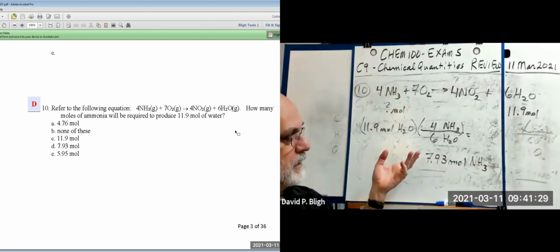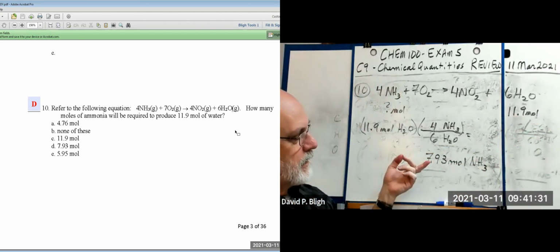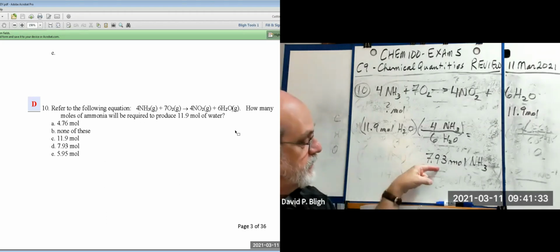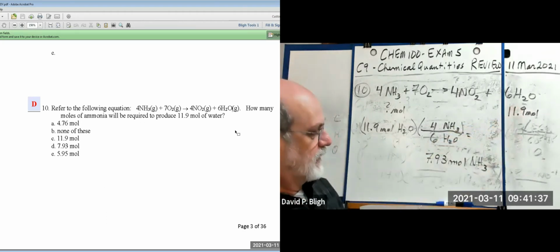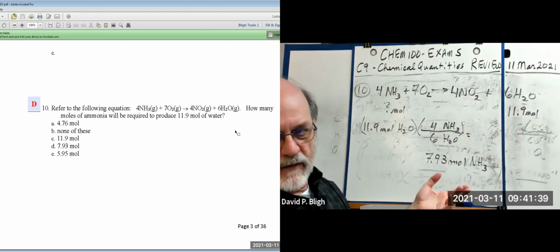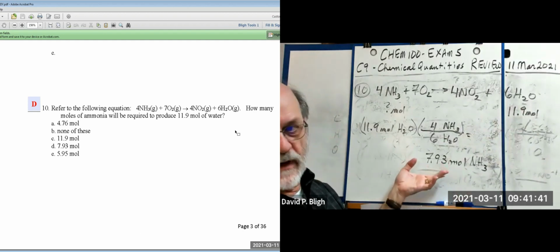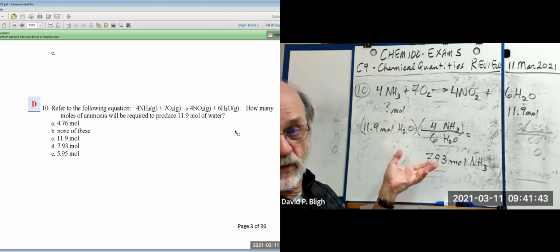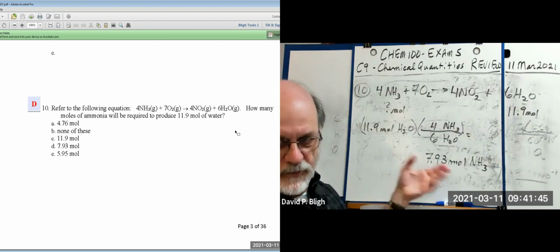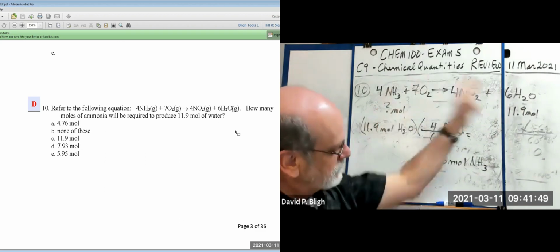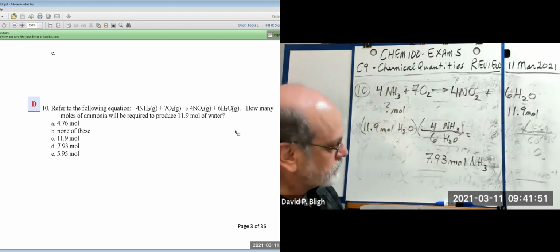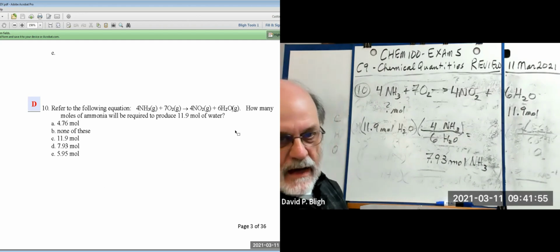Now, that's if 100% of this is converted into that, correct? In the real world, that never happens. There's always a loss, right? But we're not told that. So for this problem, you have to assume that all of it is converted over there. And that means the answer is D.